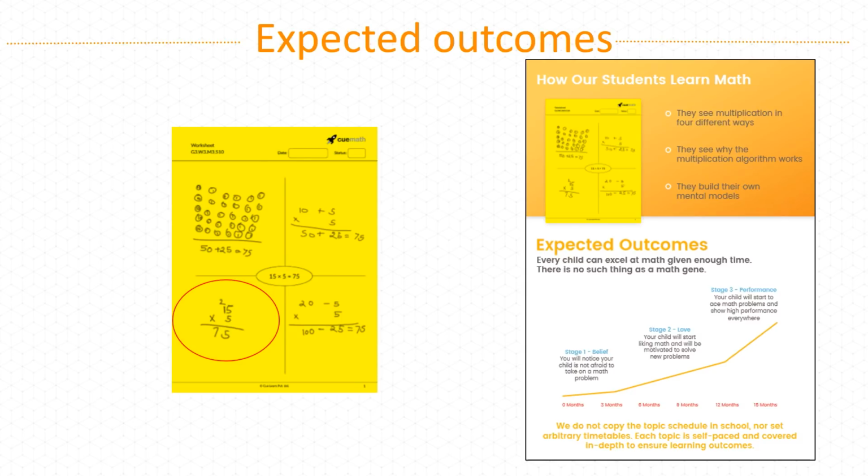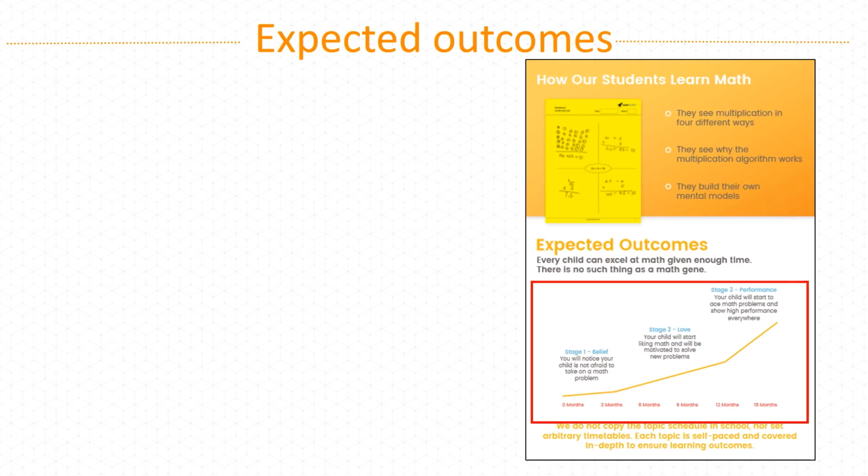Through this process, she was able to see how the algorithm of multiplication works, and she formed her own mental models. So while it's important to be fluent in solving problems like 15 times 5, math is not just that. Math is about reasoning what 15 times 5 really means and why it is the algorithm of repeated addition. This is what we expect all our students to achieve. Let the parent know that this is the expected trajectory of a QMath student.